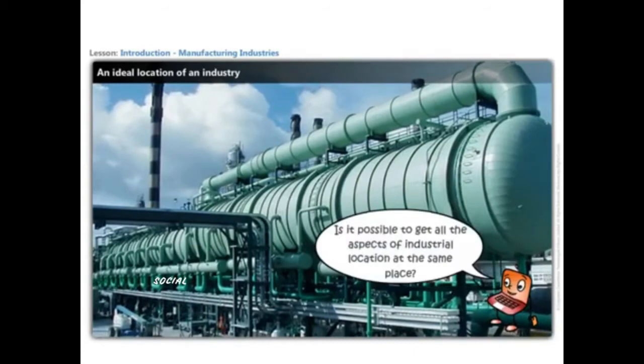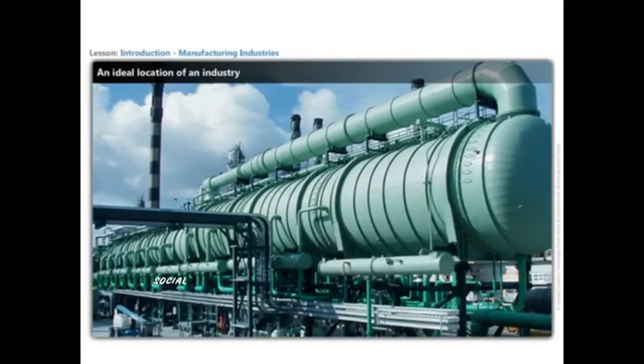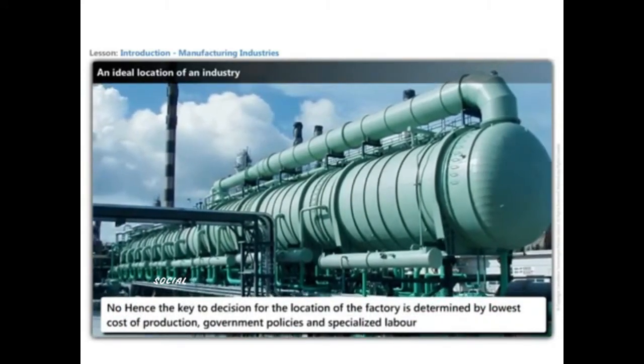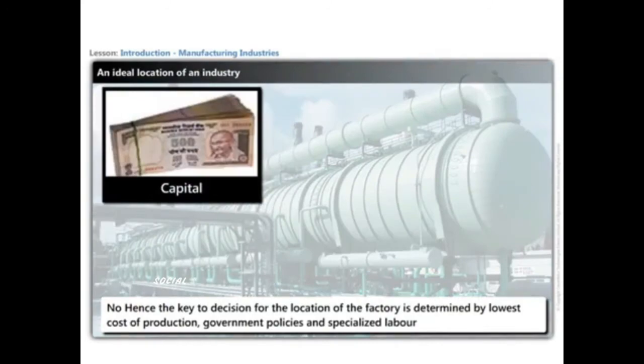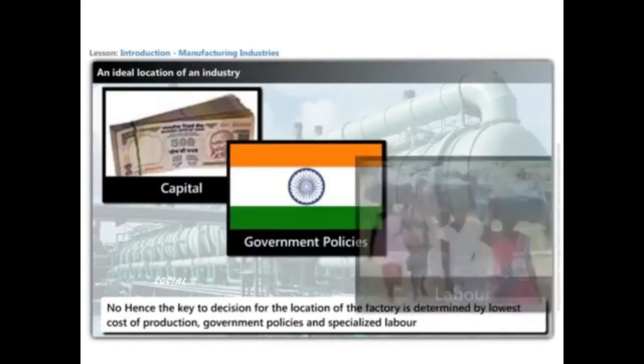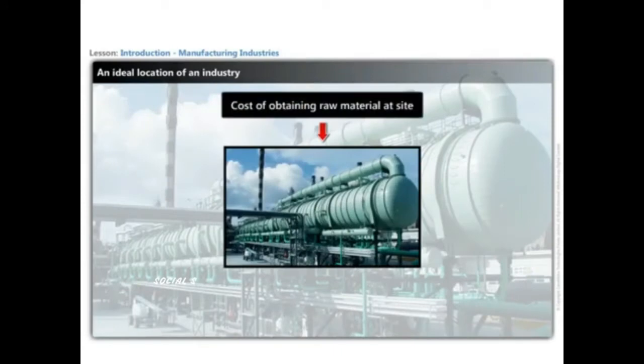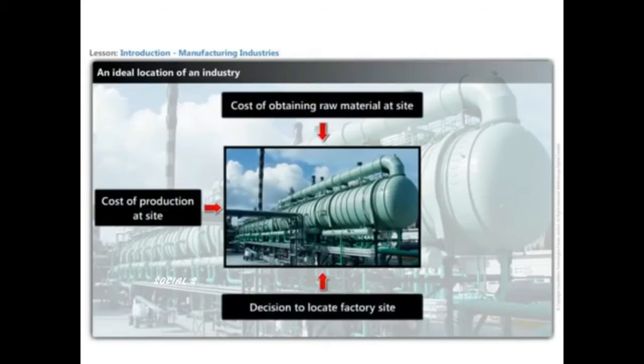Is it possible to get all the aspects of industrial location at the same place? No. Hence, the key to the decision for the location of the factory is determined by lowest cost of production, government policies, and specialized labor. Least cost of raw material, production, distribution of production and government decision to locate the site determine the location of an industry.